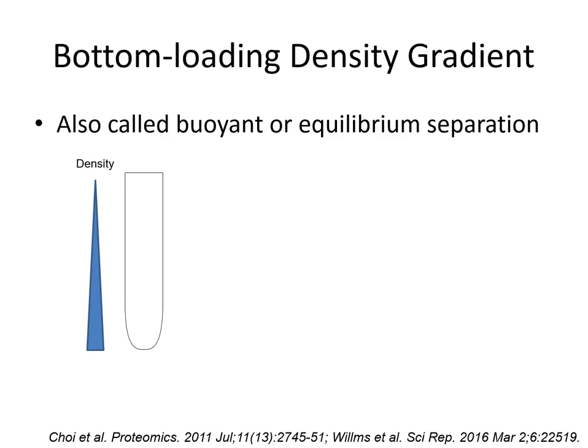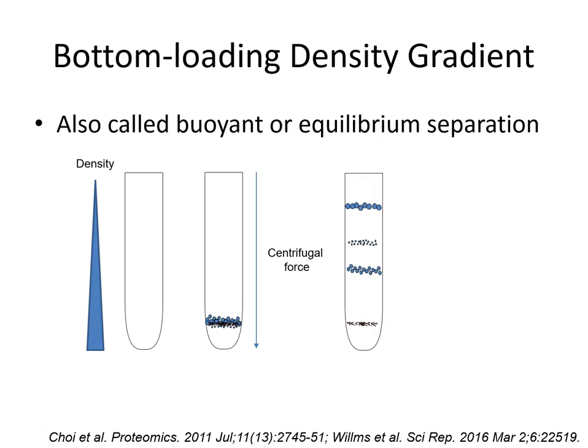Next one is the bottom loading density gradient. This method is also known as buoyant density gradient or equilibrium separation. It's the same as top loading. Make the density gradient like this, highest density on the bottom and the lowest on the top. But the highest density layer contains the sample. Apply the centrifugal force by ultracentrifugation, and then you can see the separation of particles. Upon ultracentrifugation, particles of specific density float until they reach the point where the density is the same as the gradient media.